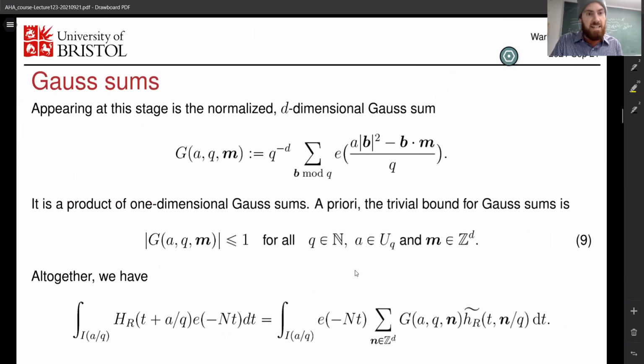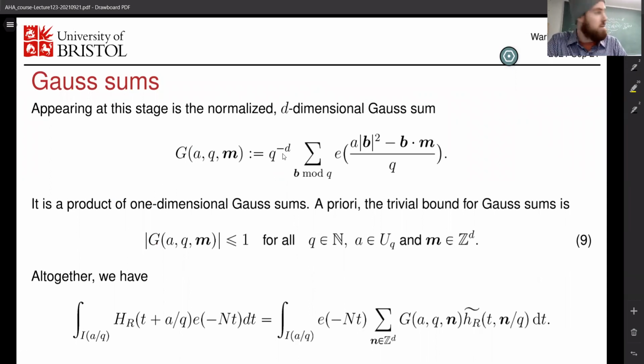And it's normalized in the sense that it trivially has a bound of at most 1. That follows by going into the sum and applying the triangle inequality, absolute values, to make all of these terms right here have absolute value 1. And so I'm summing up q to the d things normalized by q to the minus d.